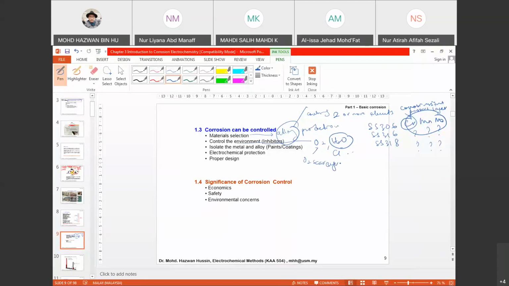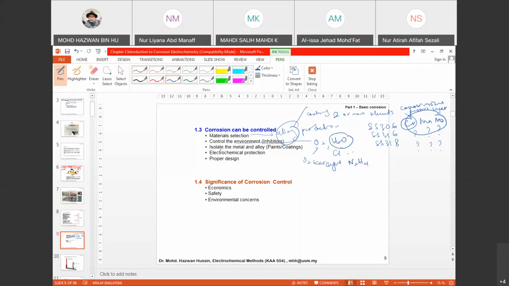Oxygen scavengers, for example, hydrazine, N2H4. The oxygen scavenger will react with oxygen to produce nitrogen gas and water. So there is no more oxygen. When there's oxygen, oxidation can occur, and when there's an oxidation process, then of course corrosion can occur.